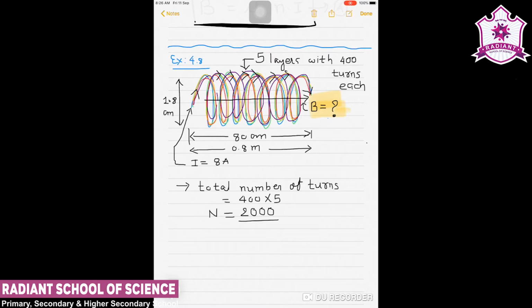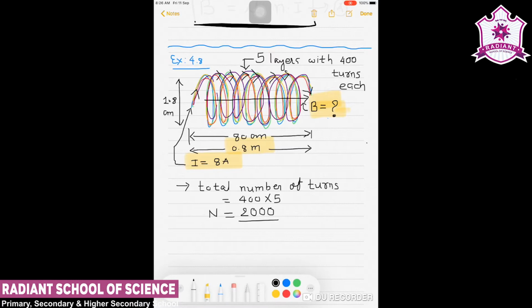Then they have given that the solenoid has 1.8 centimeter of diameter. The current is also provided, that is 8 ampere, and the length of the solenoid is also given, that is 80 centimeter, about 0.8 meter long.